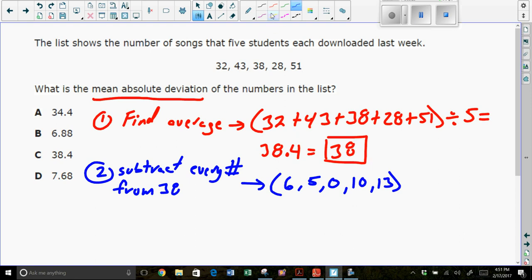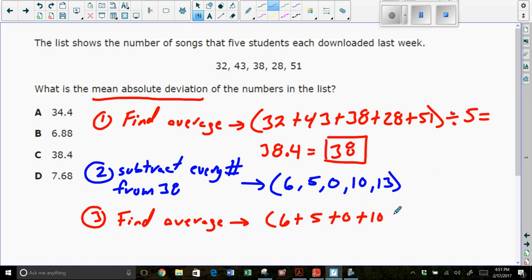Now I'm ready for step number 3, my final step. Now that I have my deviations, now that I know how far they are from this, my last step is to find the average of that new list that we have right here. For me to find the average, first I want to add up all these numbers. So it's going to be 6 plus 5 plus 0 plus 10 plus 13. And whatever that addition answer gives me, I'm going to divide it by the number of items I have. I have 1, 2, 3, 4, 5 numbers, so that answer divided by 5.